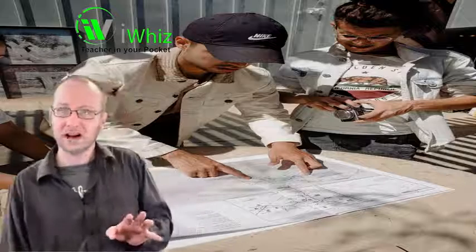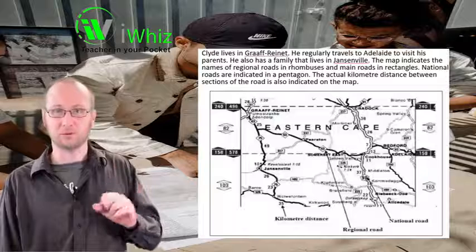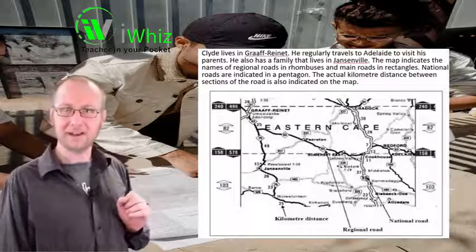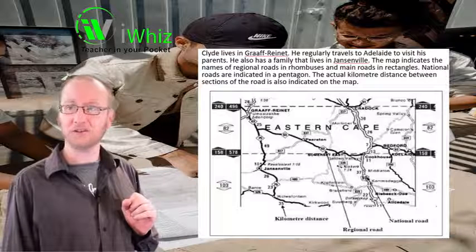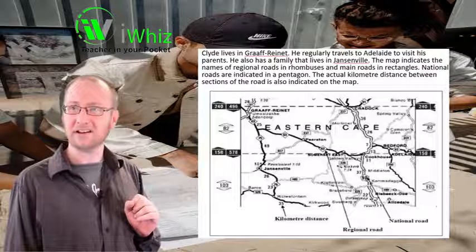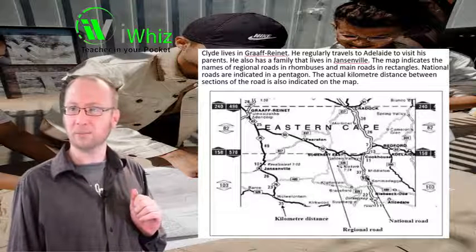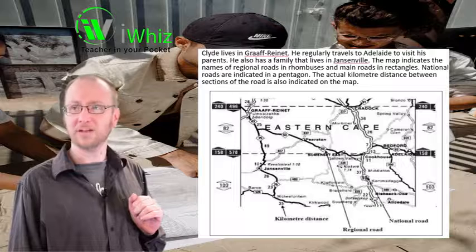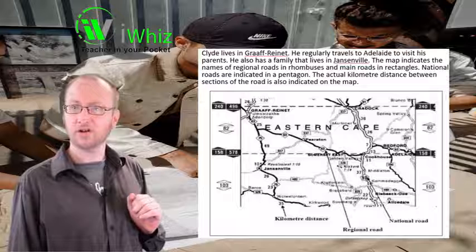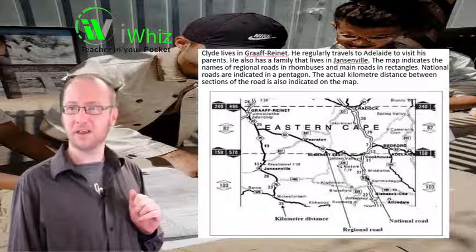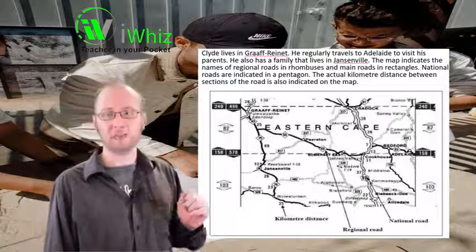Okay, we're going to carry on now, and we're going to have a look at a road map and answer some questions about that road map. So, Clyde lives in Graaff-Reinet. He regularly travels to Adelaide to visit his parents. He also has family that lives in Jansenville. The map indicates the names of regional roads in rhombuses and main roads in rectangles. Name roads are indicated in a pentagon. The actual kilometre distance between the sections of the road is also indicated on the map.